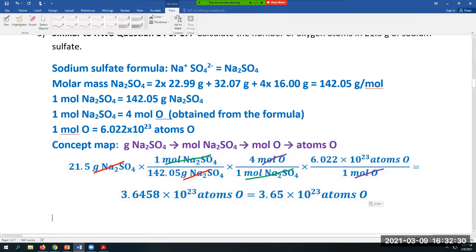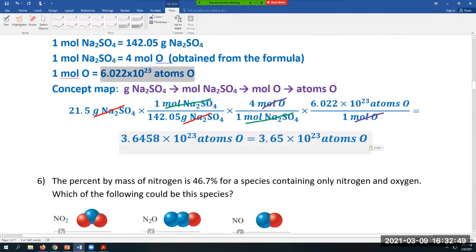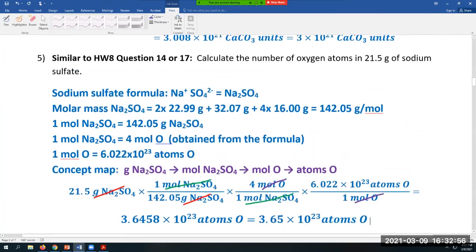And so does it make sense? If we look at the mass, it's much smaller than 1 mole. But we have 4 atoms of oxygen per formula. So that's why it's still less than 1 mole, but half of it here. And so that solves question 5 here.